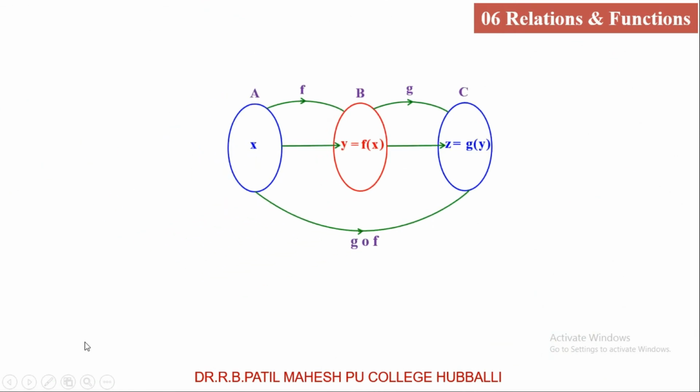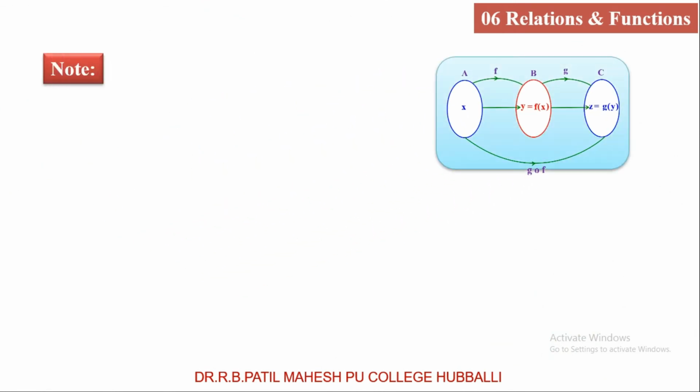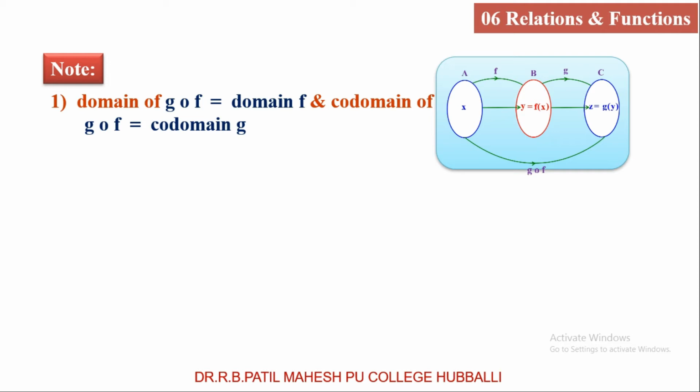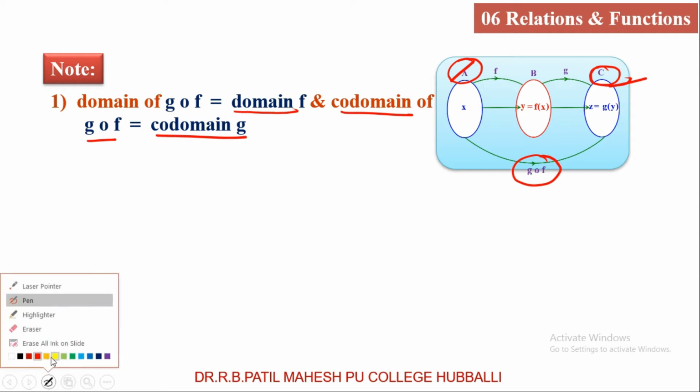Already we discussed this one. Let us have a note. Domain of g composition f. What is the domain of g composition f? This is a function g composition f. The set A is the domain. Set C is the codomain. Is it the domain of f? Yeah, definitely. Therefore, domain of f. And codomain of g composition f is C. Is it the codomain of g? Yes, codomain of g. This is note number 1 that you have to concentrate on.